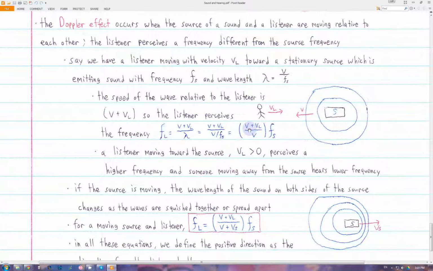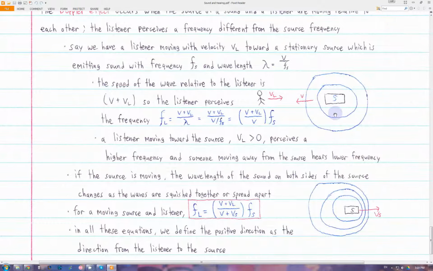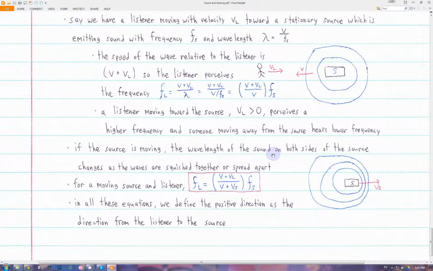Now we can generalize this equation to include the cases where the source of the sound is moving as well. And we can do that by looking at how the wavelength of the sound will vary on both sides of the source. As you can see, if the source is moving this way, the sound waves on this side will be clumped together, whereas on the other side of the source, the sound waves will be more spread apart. So the wavelengths here will be longer than over here. So overall, for the Doppler effect, we get this equation. And this includes both a moving sound source and a moving listener.